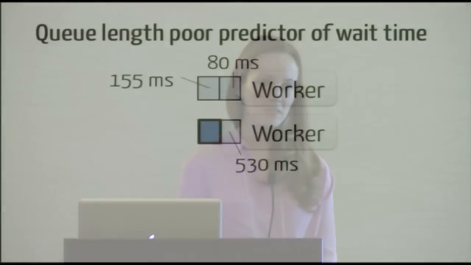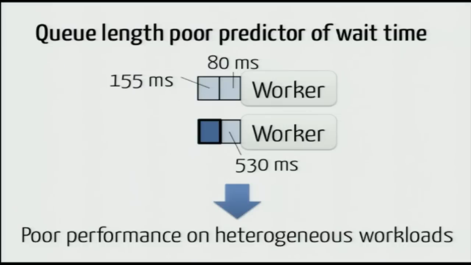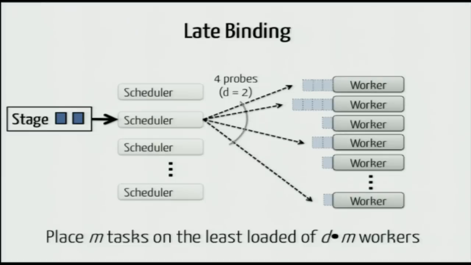If you're running a heterogeneous workload, it may be the case that, for example, the scheduler probed one worker machine with queue length 2, one with queue length 1. It placed the task in the worker machine with a shorter queue. But it could be that those 2 tasks in the top worker were really short, the 1 task in the bottom worker was long, and the scheduler would have been better off if it had placed the task in the top worker machine. So this means that batch sampling, as I presented it before, won't work well if you're running a really heterogeneous workload. And to fix this, Sparrow uses a technique called late binding.